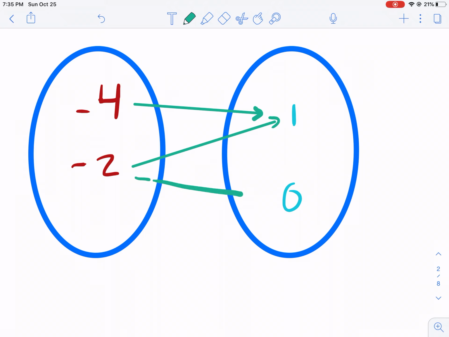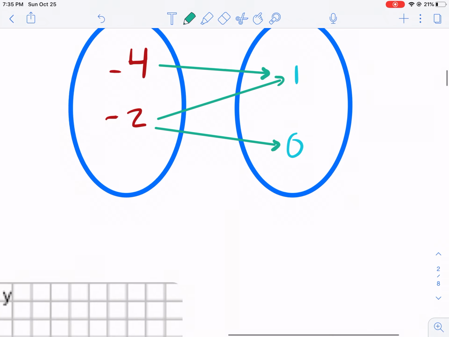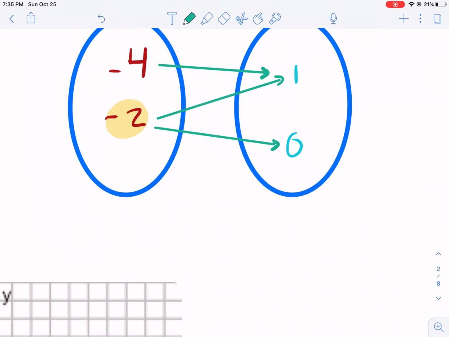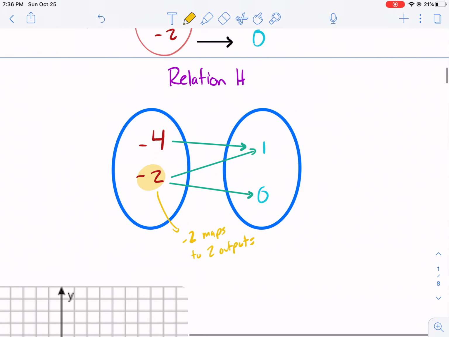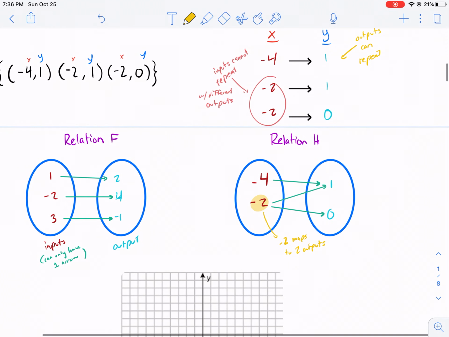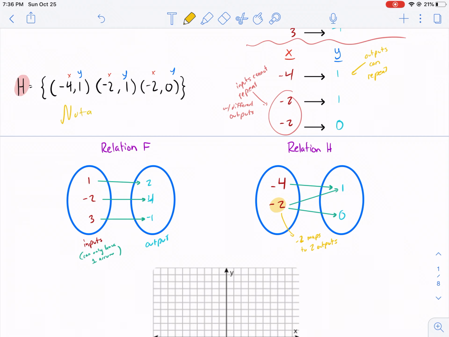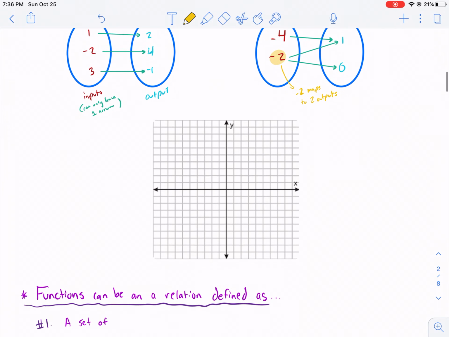That's fine. Even though the output receives 2 arrows, that's not important. Now, what is problematic is if we have -2 with 2 arrows. So this cannot be a function because we have -2 maps to 2 outputs, which you can't have. Each input can only have 1 unique output. So guess what? Relation H is not a function, whereas F is. F stands for function. That's not always going to be the case.